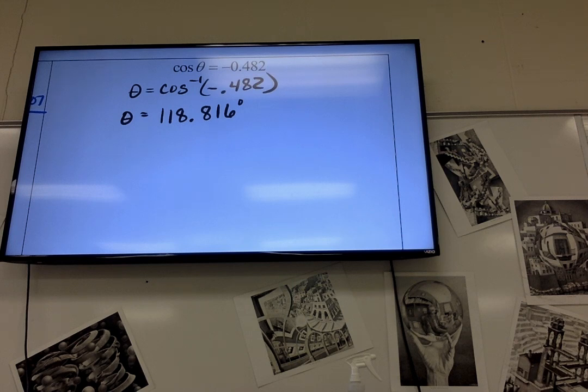All right. So what quadrant is that in? Second quadrant, okay. And where is cosine negative? Because this was a negative 0.482. In the third quadrant and the second quadrant, which makes sense because that's what we just found. Because of All Students Take Calculus, it's not in the first and it's not in the fourth.